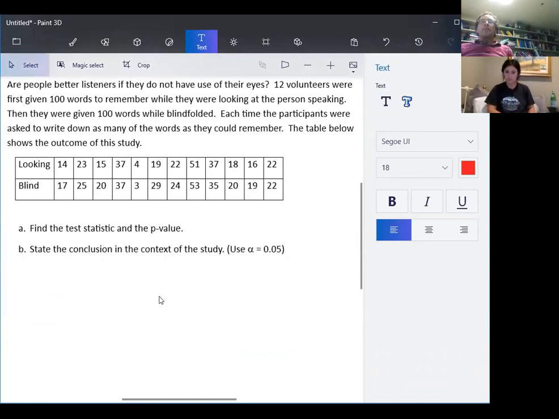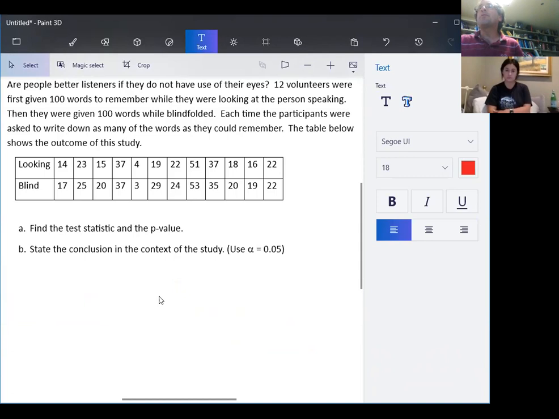Okay. So the question is, are people better listeners if they do not have use of their eyes? So if they're not distracted by looking at things, maybe they can listen better. Does that make sense? It's a nice little psychological study, right? So 12 volunteers were first given 100 words to remember while they were looking at the person speaking, or at least able to look at the person speaking. And then they were given 100 words while blindfolded.